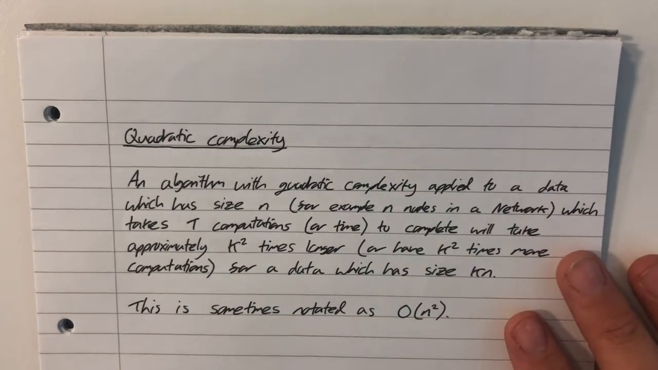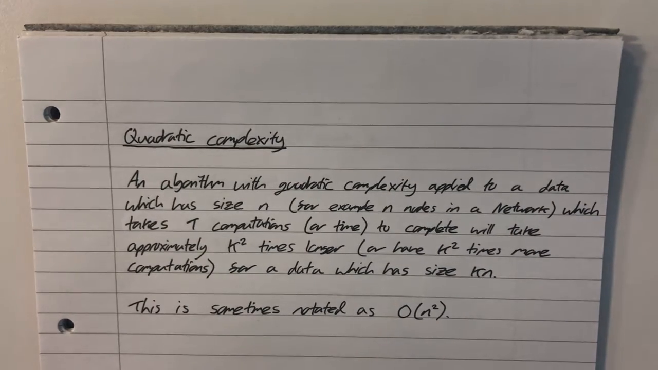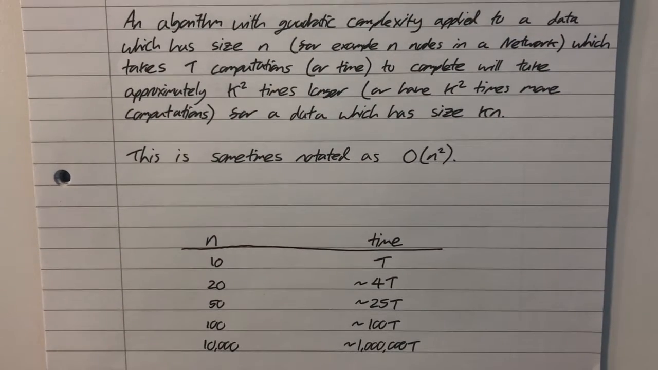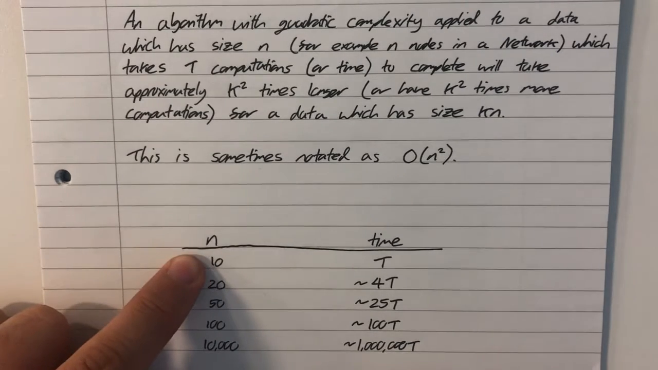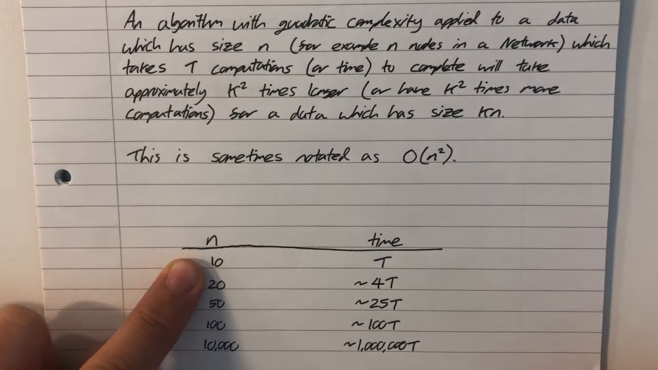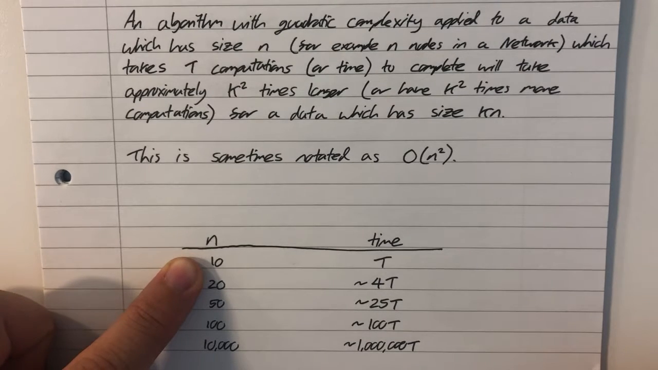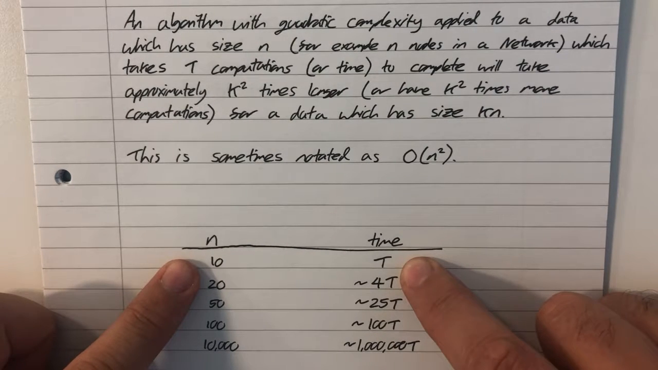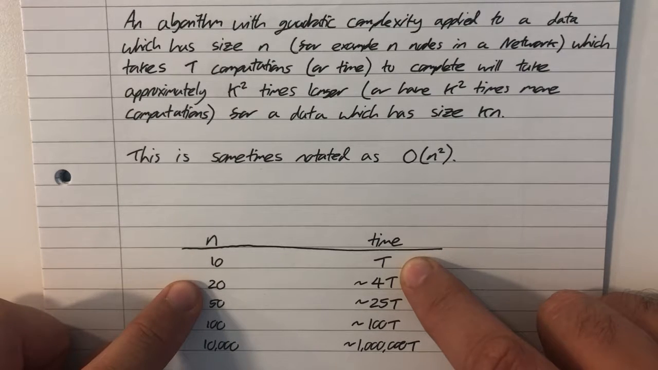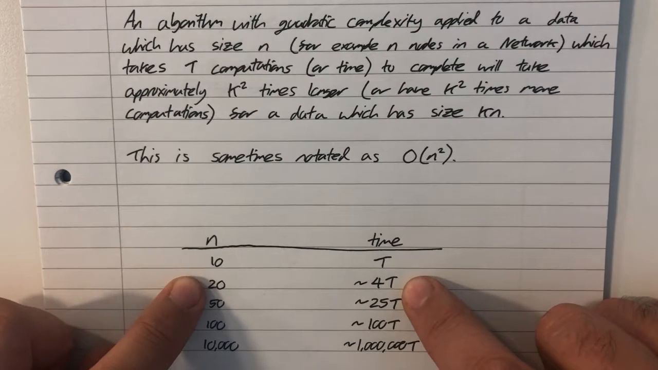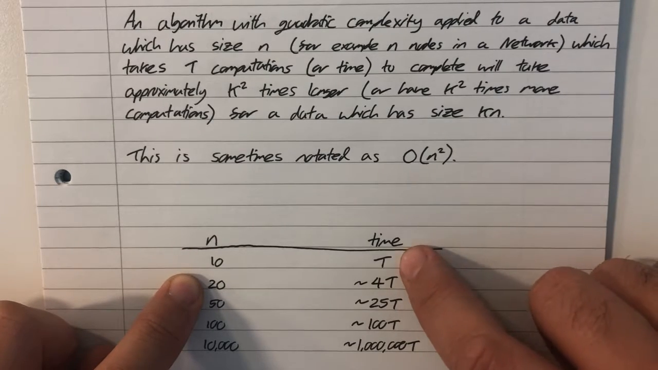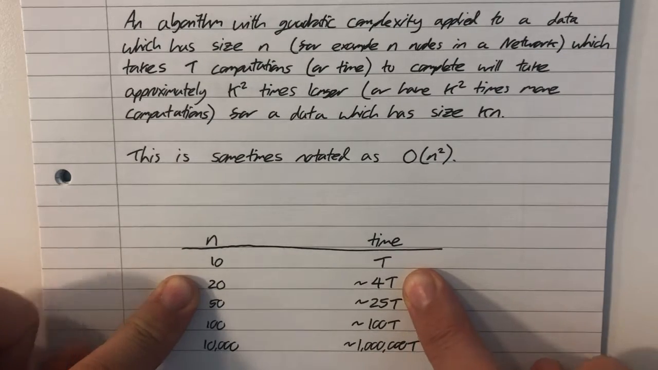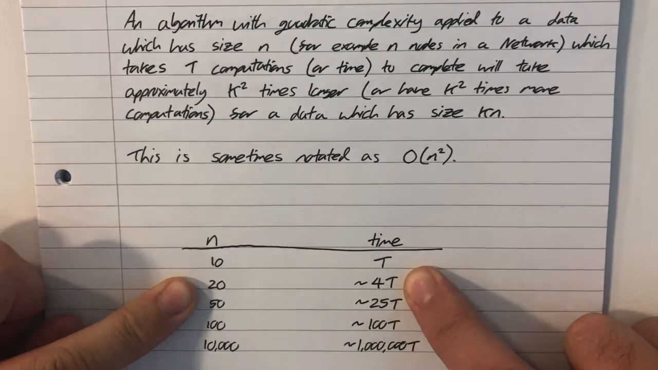So not a great sentence for an example, so I thought this might help clear things up a little bit. This is just for quadratic complexity. Let's say we have 10 nodes on the network and we're applying an algorithm with quadratic complexity to this network, and it takes t time. Might be a minute, don't know, might be an hour. If we double the number of nodes, so we've times it by 2, then we times the time by 2 squared, because it's quadratic complexity, so it's 4 times longer, approximately.